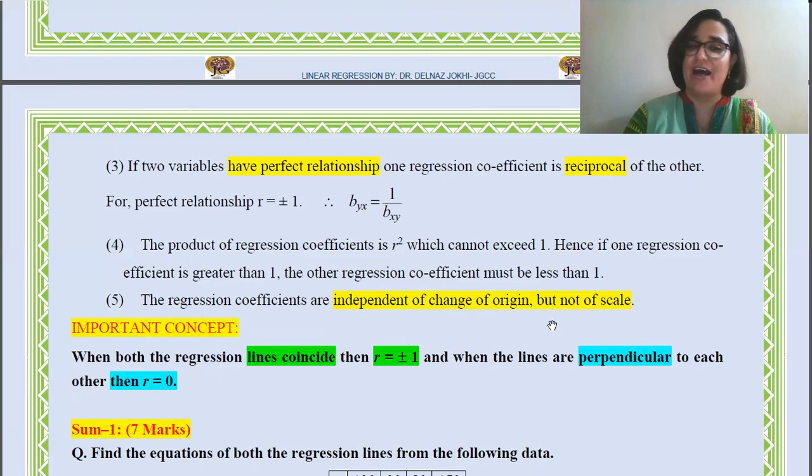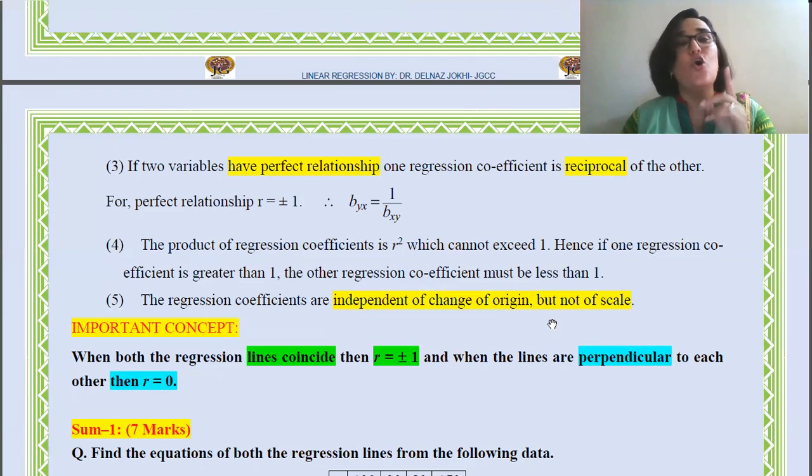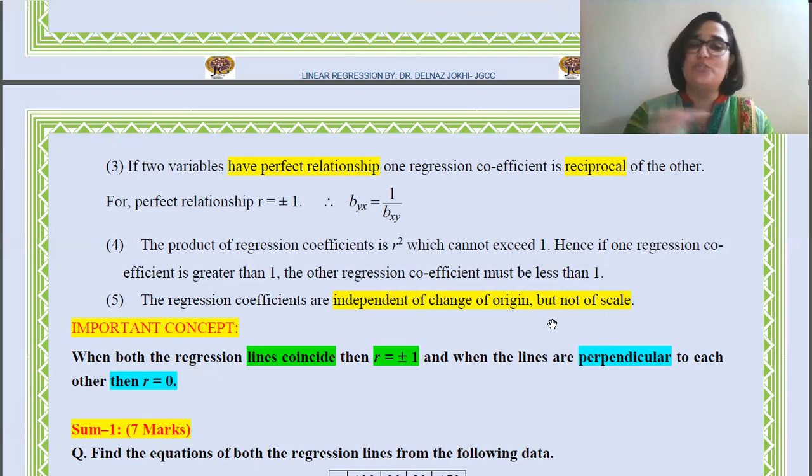And of course, point number 5, very important, क्या है? The regression coefficients are independent of change in origin, but not of scale. याद है मैंने क्लास में बोला था, उगम बिंदु परिवर्तनથી byx bxy स्वतंत्र છે, પણ scale પરિવર્તનથી स्वतंत्र નથી. Please remember that. So this was the IMP theory of your Gujarat University with relation to the properties of the regression coefficients.